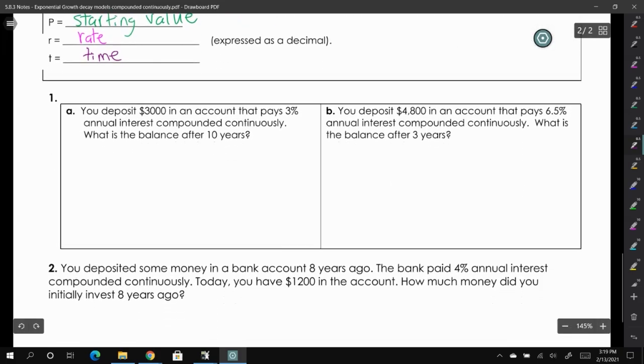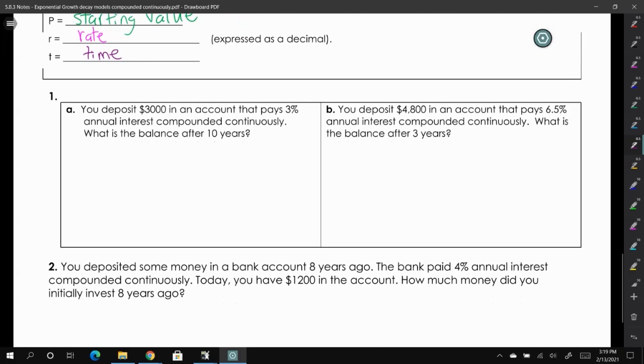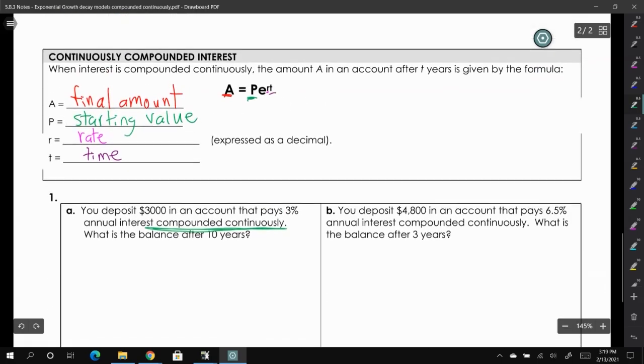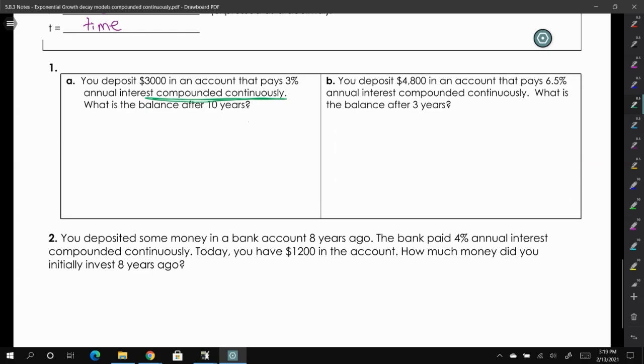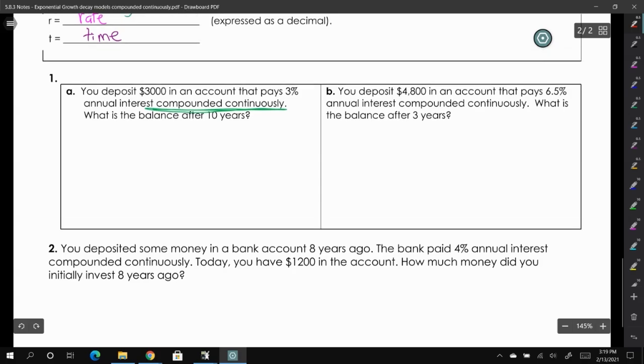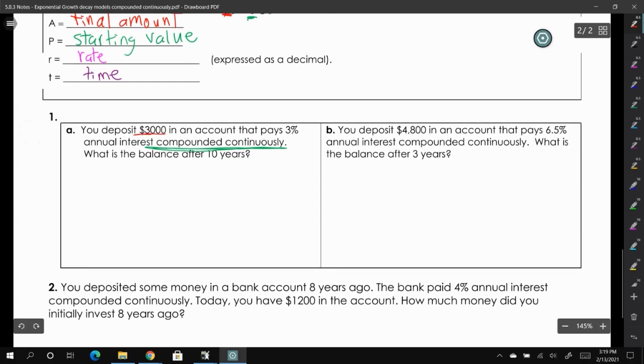So if we look at our examples here, you deposit $3,000 in an account that pays 3% annual interest, compounded continuously. That means you're going to use this Pert formula right here. How much money will you have after 10 years? So our P, our principal, is 3,000.